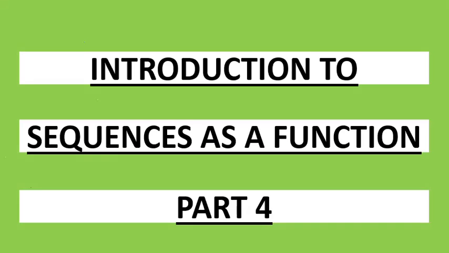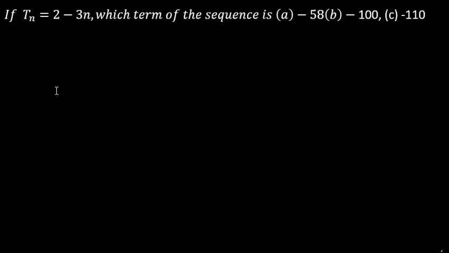This video is about introduction to sequence as a function, part 4. Now for this, if the nth term is equal to 2 minus 3n, which term of the sequence is (a) minus 58, (b) minus 100, (c) minus 110?